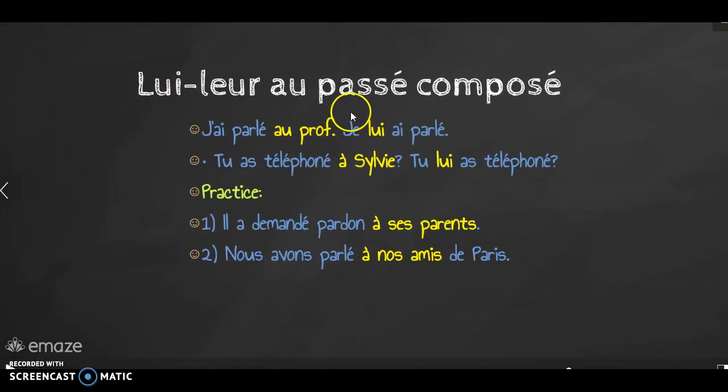Alors, lui and leur, more examples. Here I have used some passé composé. J'ai parlé au prof, so au prof, I replace it with lui, je lui ai parlé. Tu as téléphoné à Sylvie, I replace it with lui, tu lui as téléphoné. And I have included two sentences for you guys for practice, so your job is to replace the highlighted words with either lui or leur. That's your job. This is your practice. And we can go over your answers tomorrow in class.